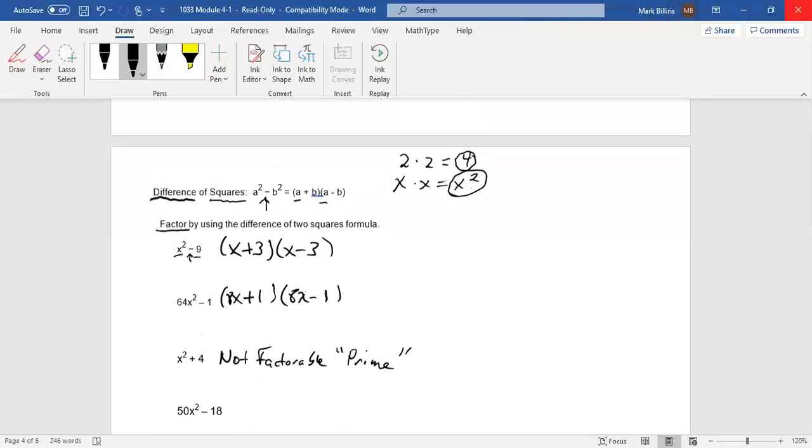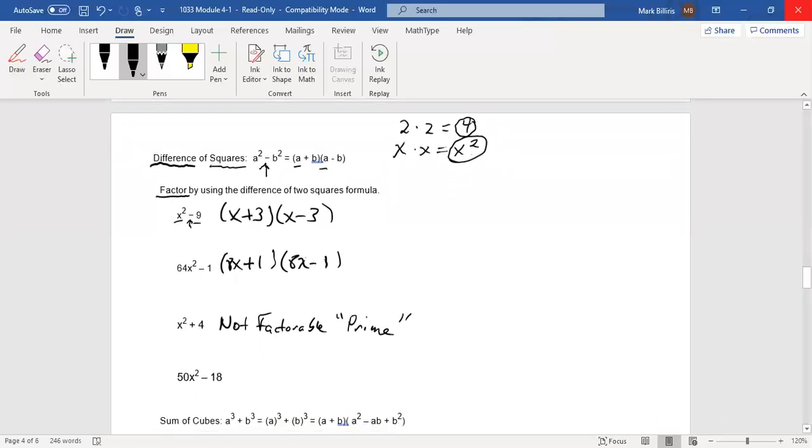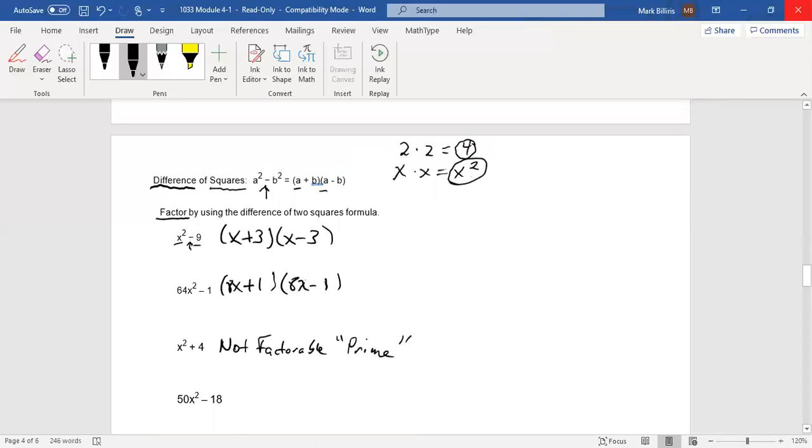The next example, 50x squared minus 18. So our first step in all factoring problems is to remove the greatest common factor. We know they're both even numbers, so we know that 2 can go into both of these values. So when we factor out a 2, 50 divided by 2 is 25, so we get 25x squared. And negative 18 divided by 2 is a minus 9.